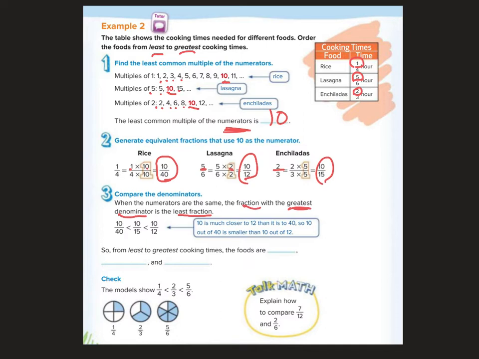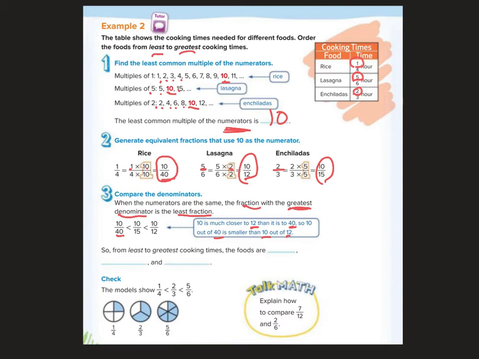So those are huge pieces of pizza, right? But when I'm looking at the rice here, its denominator is 40. Imagine having a piece of pizza and you cut it into 40 pieces. You're dealing with really small pieces there. So we know that 10 40ths is going to be the smallest. And so 10 is much closer to 12 than it is to 40. So 10 out of 40 is smaller than 10 out of 12.